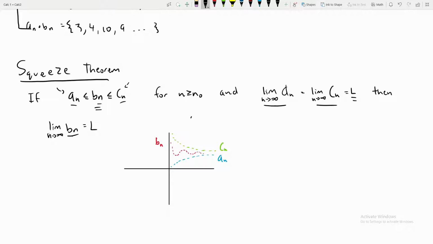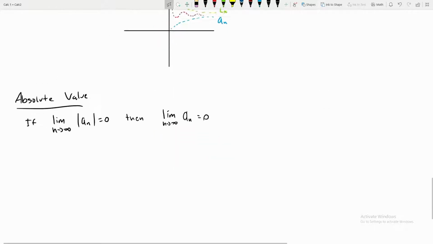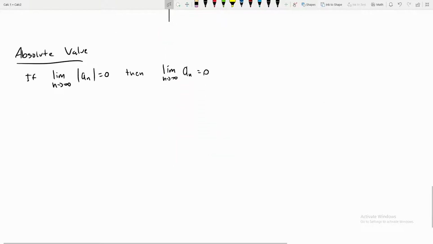And again, I've drawn out a little visual as to why this makes sense. We basically have these two outermost sequences squeezing this middle one in between them. You can think of it as compressing it to a certain value, which happens to be this L right here. Here is a nice little trick that we can use with the absolute value.